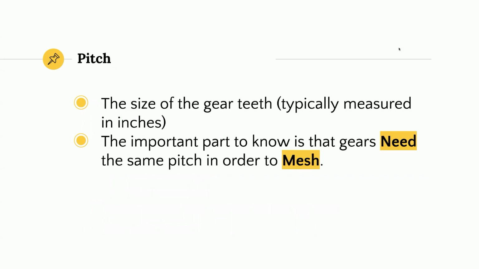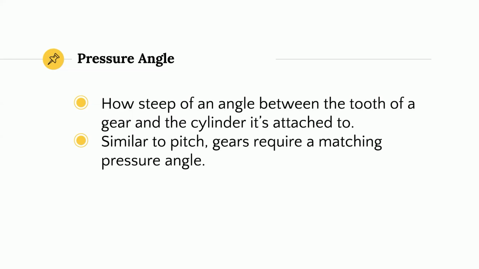So what's pitch? Pitch is the size of the gear teeth and is typically measured in inches. The important part to know about pitch is that gears need the same pitch in order to mesh. I could go into the complicated geometry of how pitch is measured, but since manufacturers show them in the first place, it's better just to say that it's the size of the gear teeth. What's pressure angle? It's how steep an angle there is between the tooth of a gear and the cylinder it is attached to. Similar to pitch, gears require a matching pressure angle.